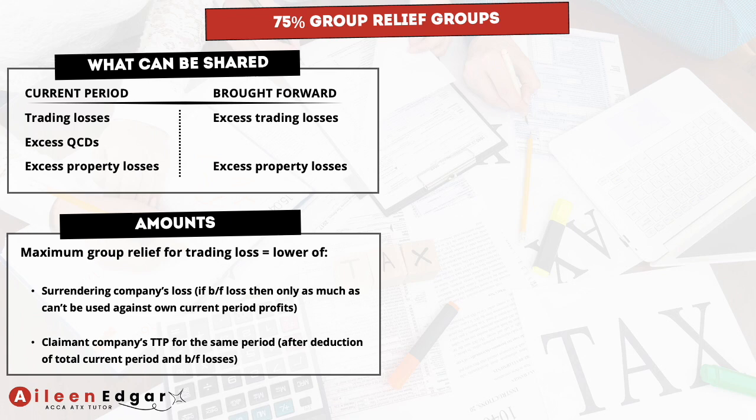And notice that this is the maximum that can be group relieved. You can actually choose to transfer less if you wish, which might be useful if, say, there are a few companies that you want to share the loss with, or perhaps the company wants to carry some of the loss back against its own profits as well as using group relief.